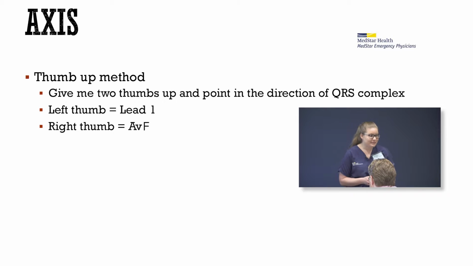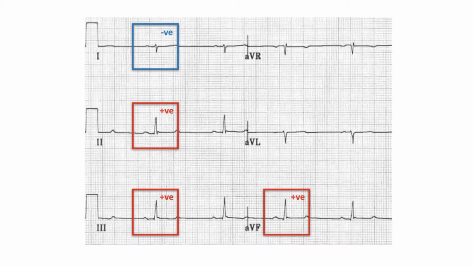Axis, I do this very simply, and I still do this in the ER to this day. I use the two thumb method. Your left thumb is going to correlate with the QRS in lead one, and your right thumb will correlate with the QRS in aVF. If both thumbs are pointing up, it's normal. In this example, you can see the QRS is down in lead one, so your right thumb is up, which means it's a right axis deviation.